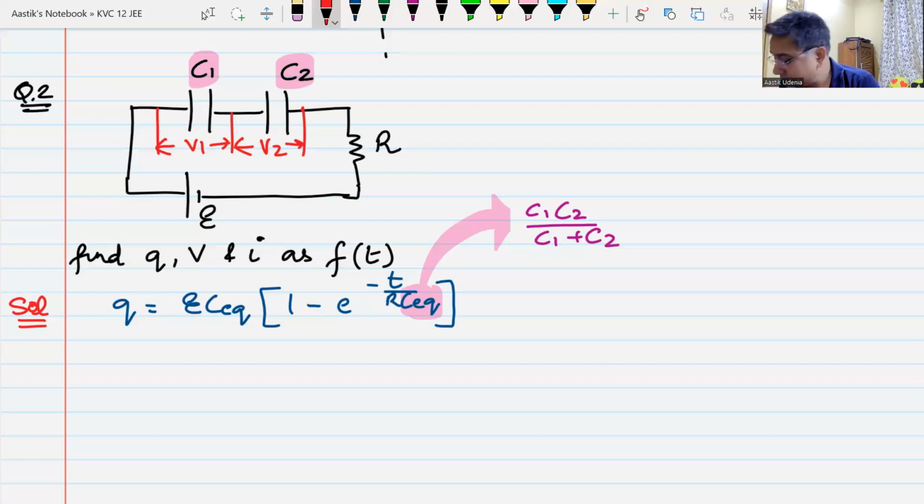Yes? Can anyone tell me the value of V1? It will not take rocket science or quantum physics. V1, anyone? No one? Okay, so the only formula that we studied in capacitance was Q is equal to C2 by C1 plus C2 into V.